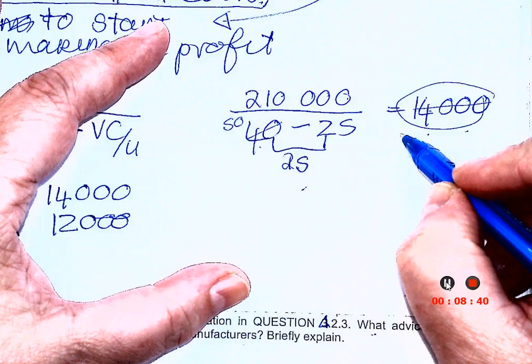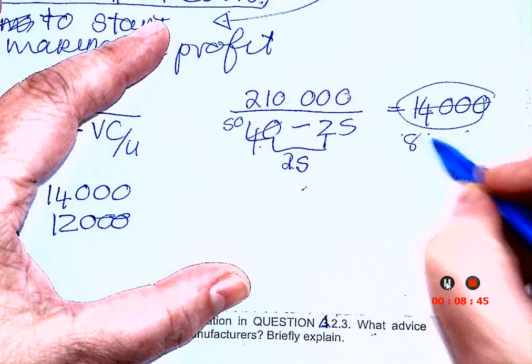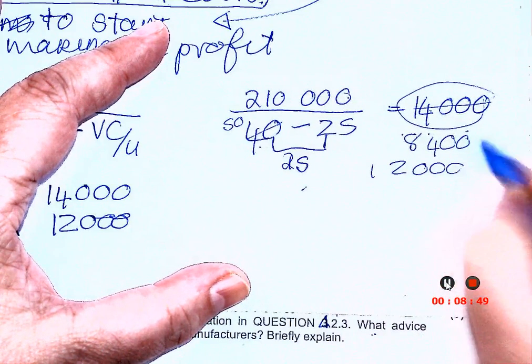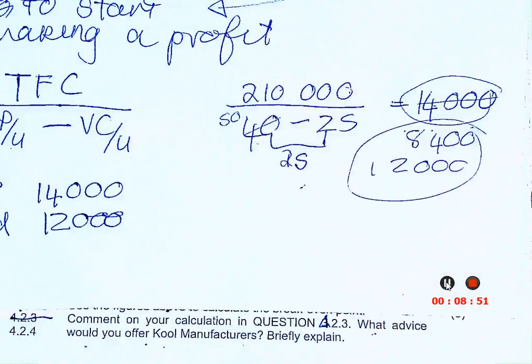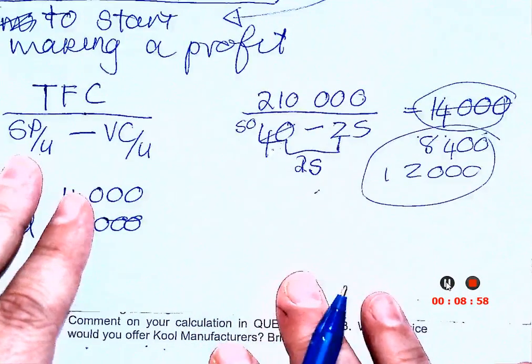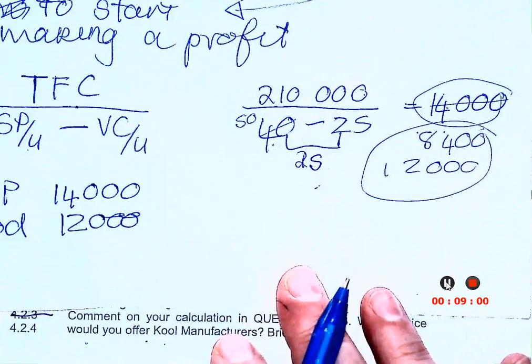8,400. And we already produced 12,000. Can you see the big profit? Now we're making profit on 3,600 units. Just by upping the selling price with 10 Rand. Okay? What other advice can I give?